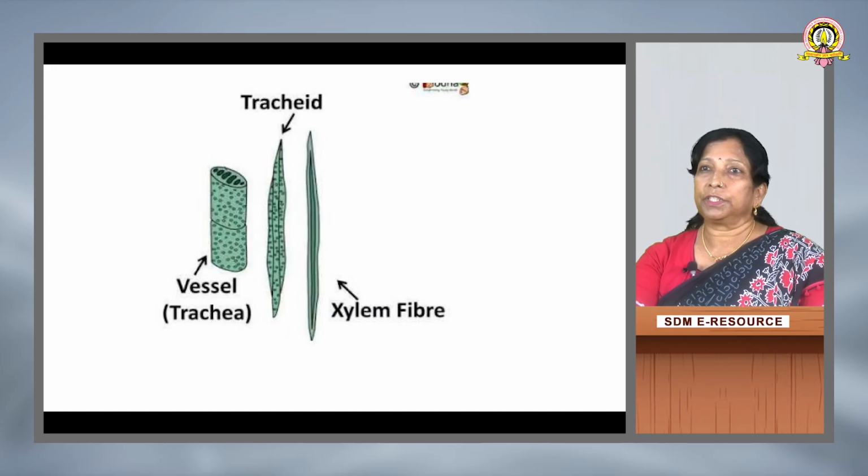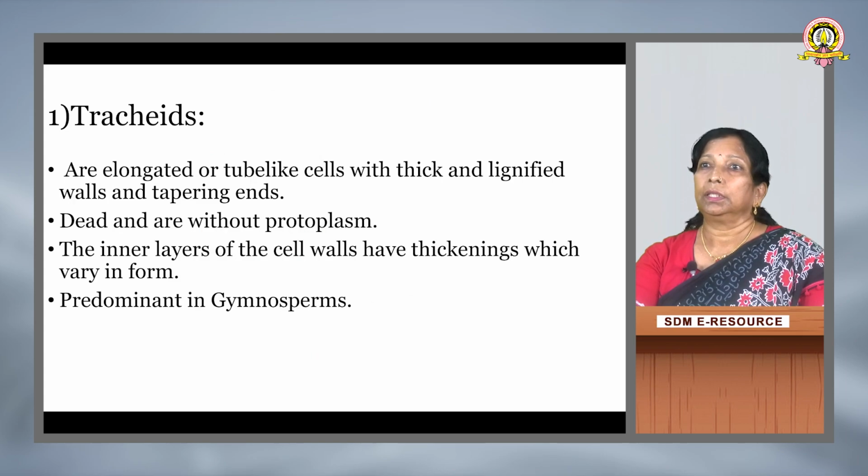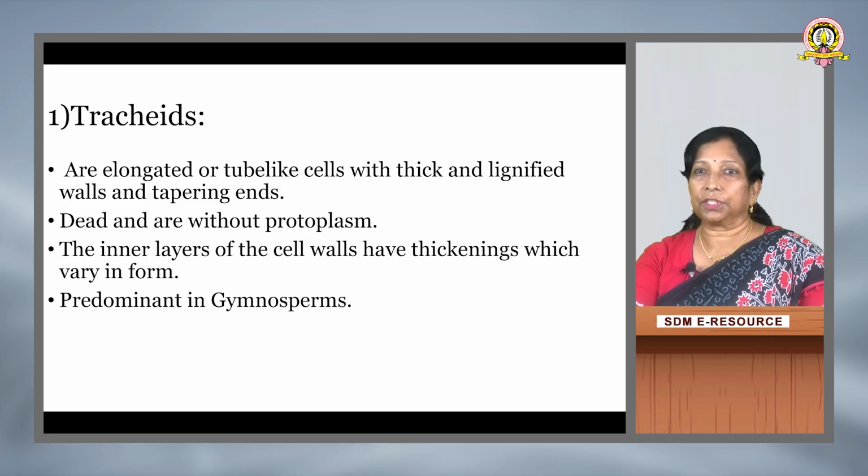Here is the diagram of a tracheid, where you can see many cylindrical cells arranged one above the other. This is about the tracheid structure. The tracheids are elongated or tube-like cells with thick and lignified walls, and they have tapering ends. The cells are dead and are without protoplasm. The inner layers of the cell walls have thickenings which vary in form. Tracheids are usually predominant in gymnosperms.